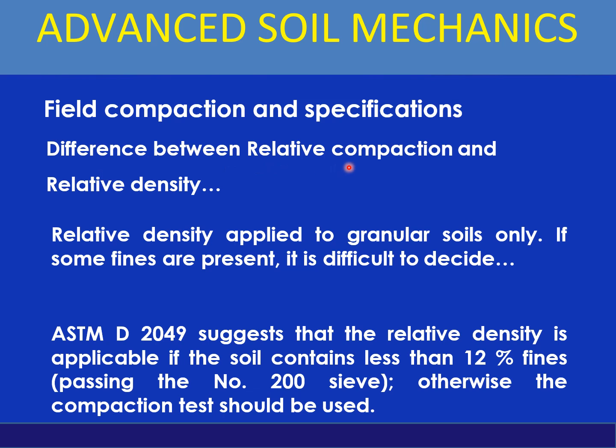Difference between relative compaction and relative density. Relative density applies to granular soils only. If some fines are present, it is difficult to decide. ASTM D2049 suggests that the relative density is applicable if the soil contains less than 12% fines. Fines mean passing the number 200 sieve. Otherwise, the compaction test should be used.